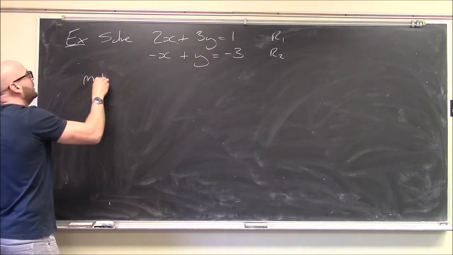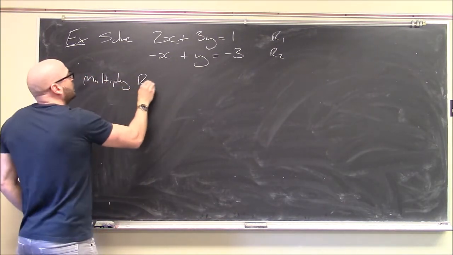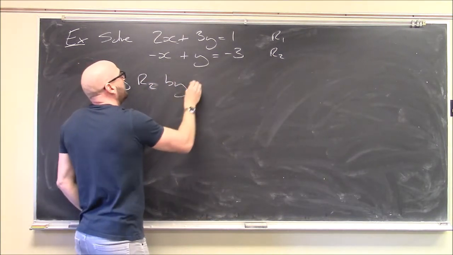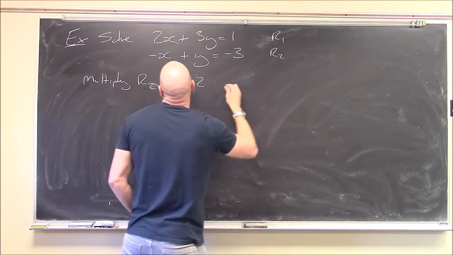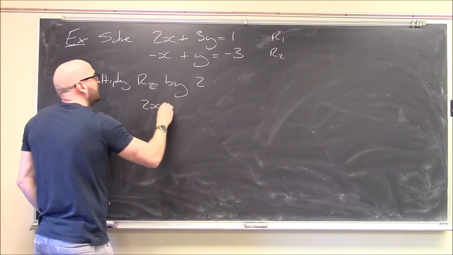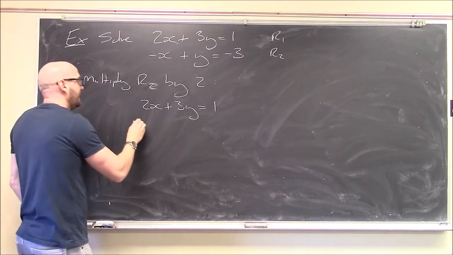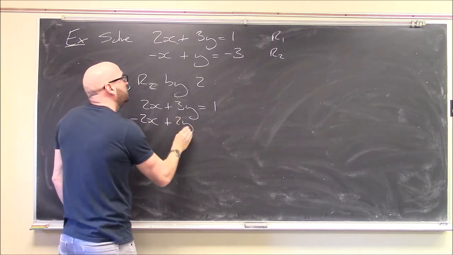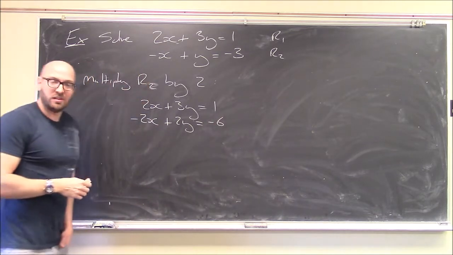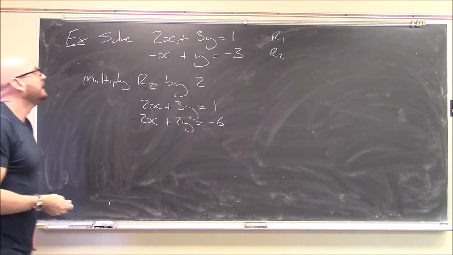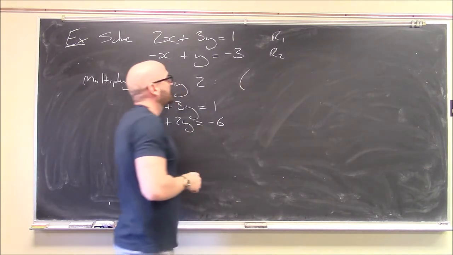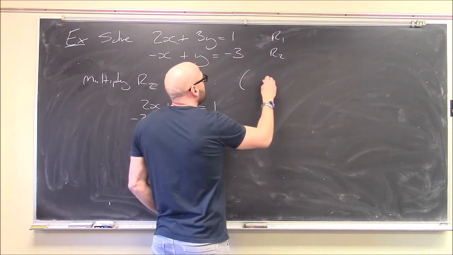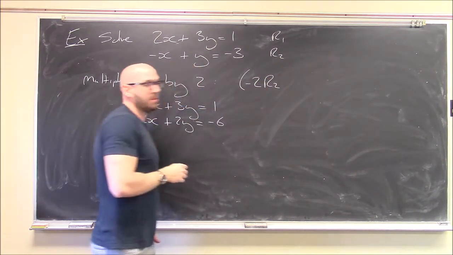Let's multiply equation 2, which I'm calling R2, by 2. So this is going to give me 2x plus 3y equals 1, and, multiplying this entire second equation by 2, minus 2x plus 2y equals minus 6. Remember to multiply both sides by 2. And again, the notation we'll be using in future sections, let's just start keeping track of this. I've taken equation 2, R2, and I've multiplied it by minus 2.